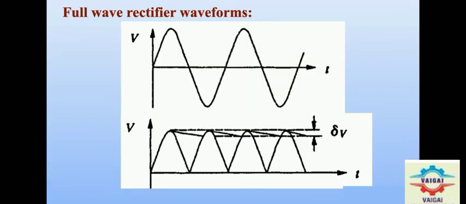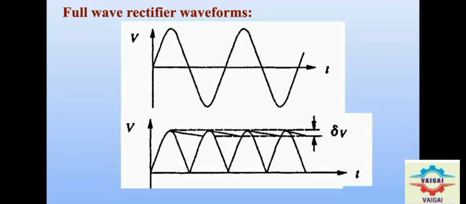This is the diagram for the full wave rectifier waveform. The first one is the input AC voltage, high voltage AC. The diagram shows the voltage with respect to time for the input voltage. The second one represents the output voltage without capacitor and with capacitor. The capacitor is used to reduce the ripple voltage.